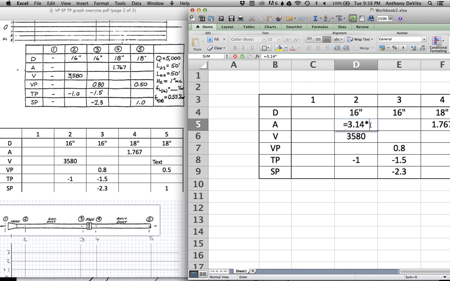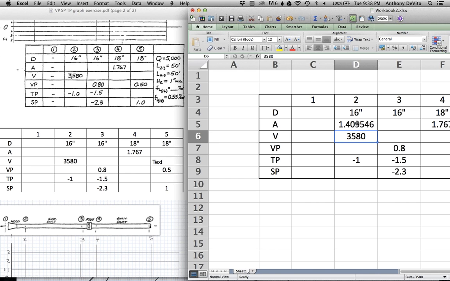What's the radius of the ductwork? What's the diameter of the ductwork? 16 inches. Radius is 8 inches. What units do we need? It has to be in feet, so 0.67 times 0.67, radius squared. So it's 1.4 square feet.